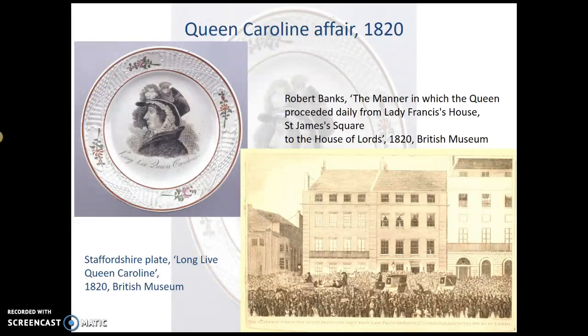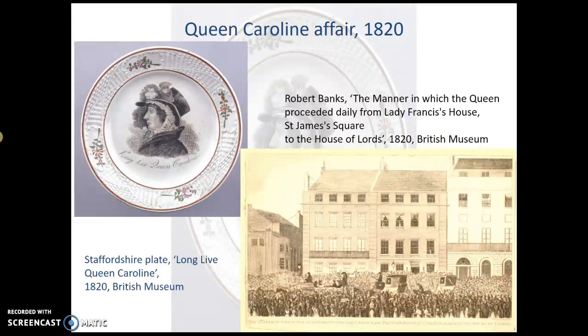So Queen Caroline is the former wife of the Prince Regent, who, when he becomes king, George IV in 1820, she comes back from her exile in Italy to try and reclaim the throne, if you like. I mean, she wouldn't be the full queen, but she wants to be known as Queen Caroline. And there's a huge outpouring of support for Queen Caroline. George IV tries to divorce her formally, and so the court drags through the House of Lords, where the divorce has to take place.